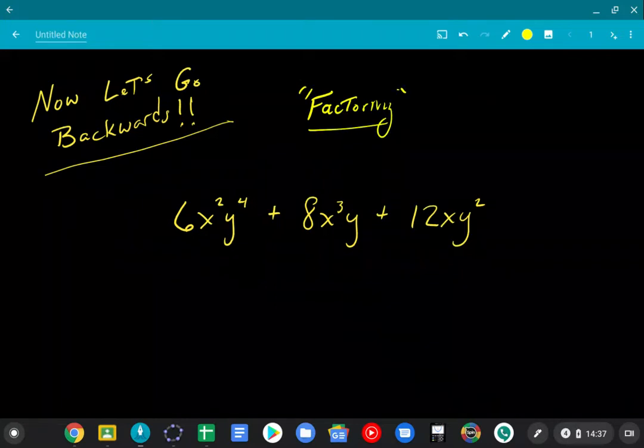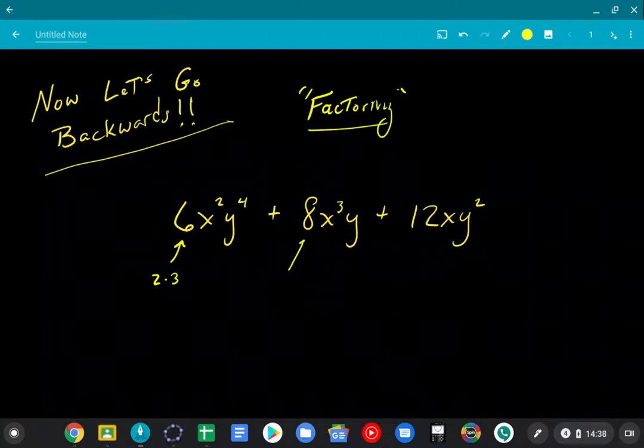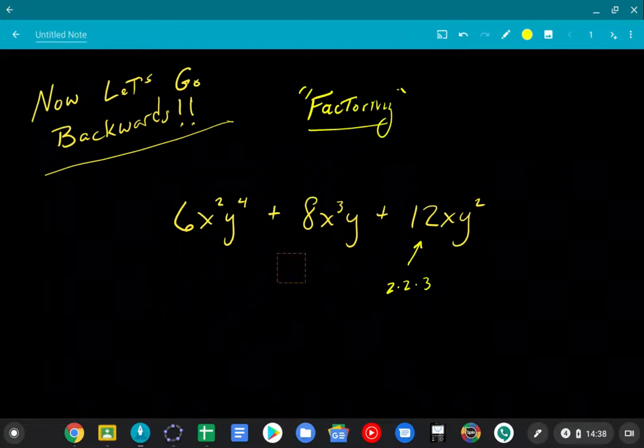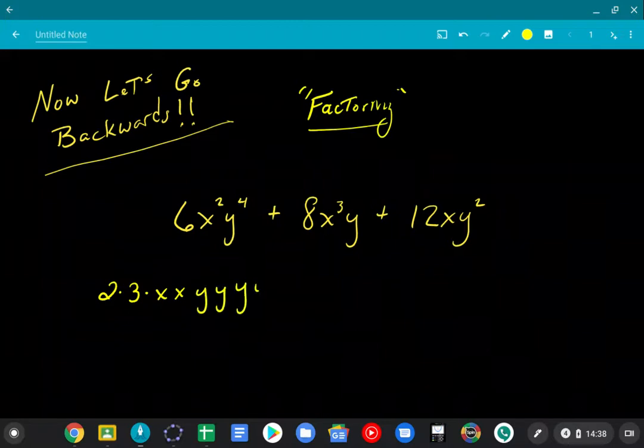So what you're really trying to do is get all the things that are alike. Inside the 6, I see a 2 times 3. Inside the 8, I see a 2 times 2 times 2. Inside the 12, I see 2 times 2 times 3. And there you go. Now they all have a 2, don't they? In fact, if I want to get crazy with this, I could stretch this out and go 2 times 3 times 2 x's and 4 y's. That's me literally expanding that out.